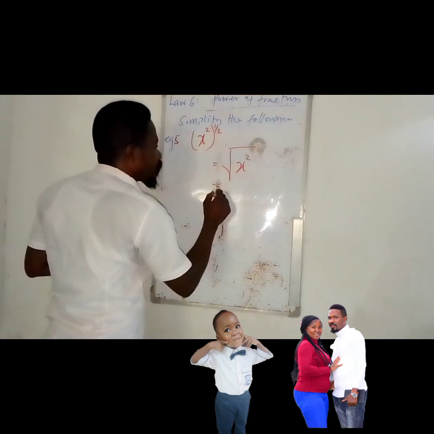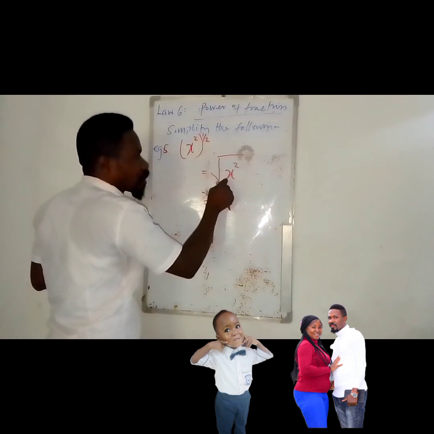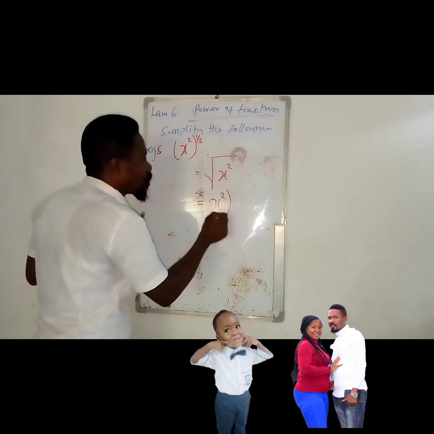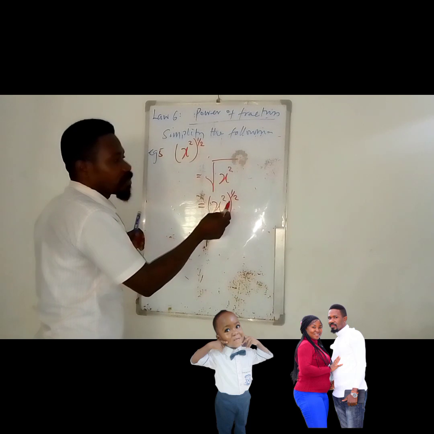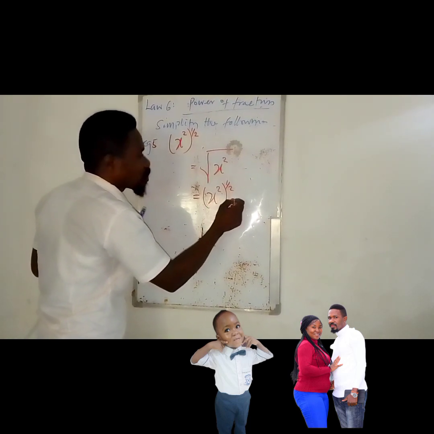And finally, this square, I can decide to do one mathematics here. This is x squared all raised to power 1 over 2. If you agree with me, using the power of this, 2 times 1 is 2, 2 over 2. So the final answer is just x.